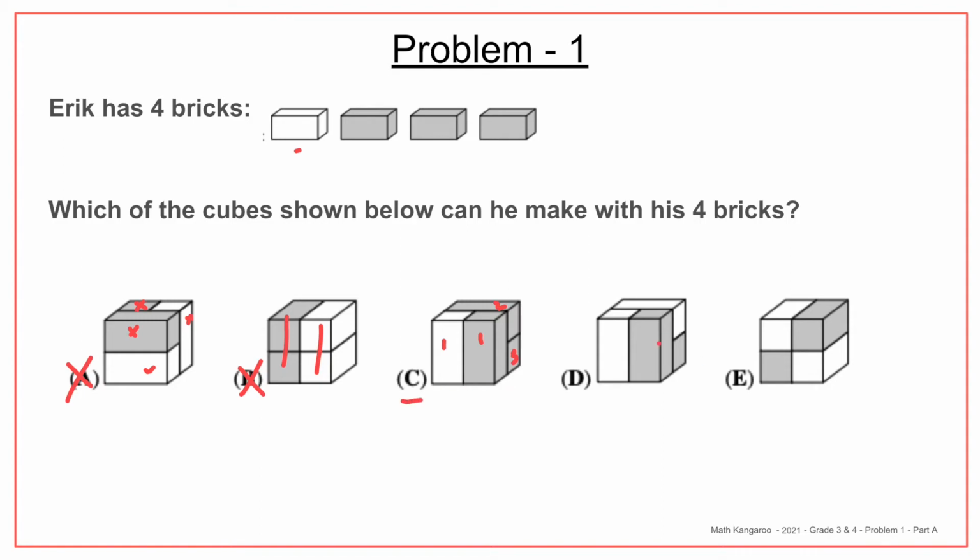Let's see option D. Again, we have 2 gray in here. This is not our option. Option E, 2 gray, not our answer. Eliminated. So our answer is option C, which has 4 bricks.